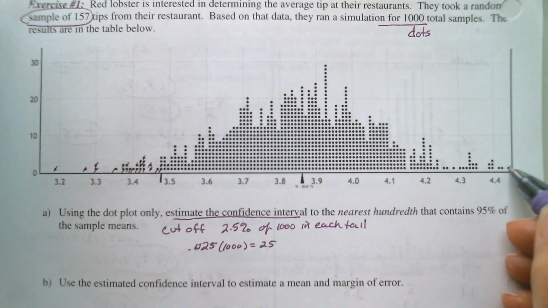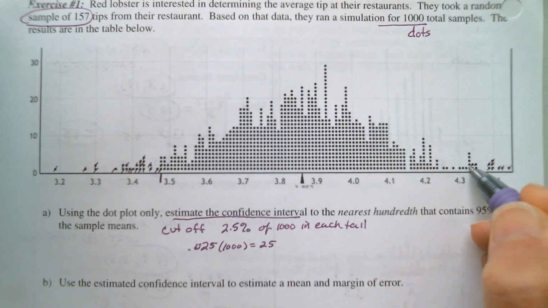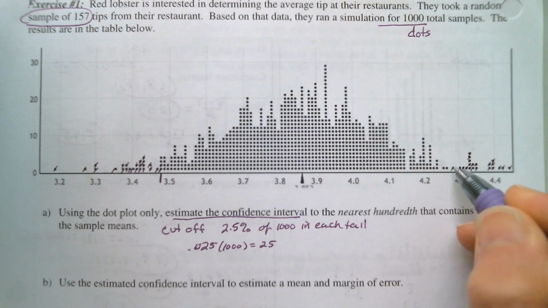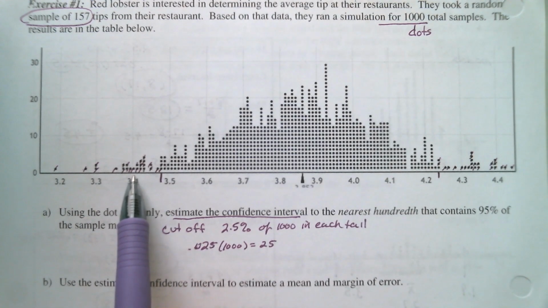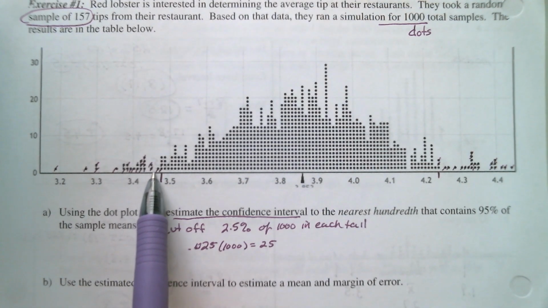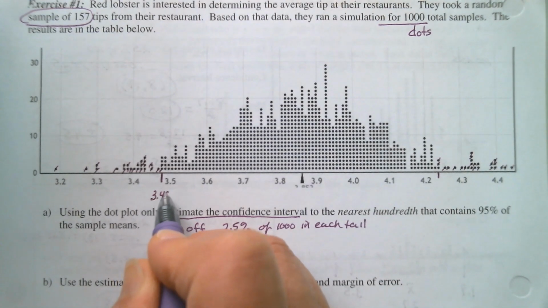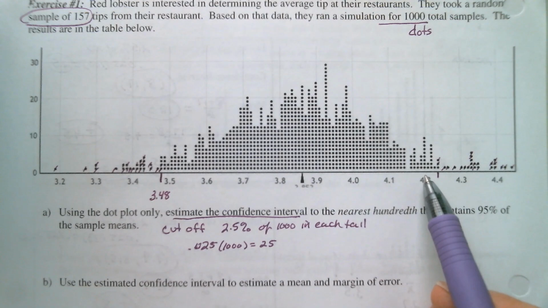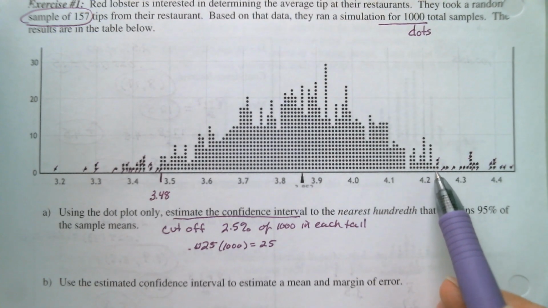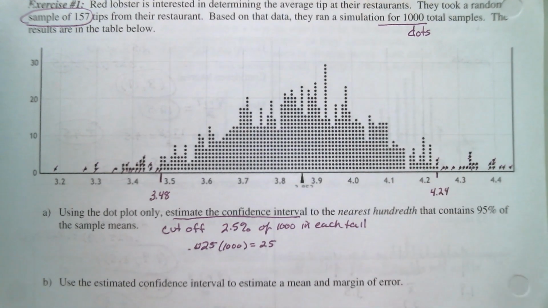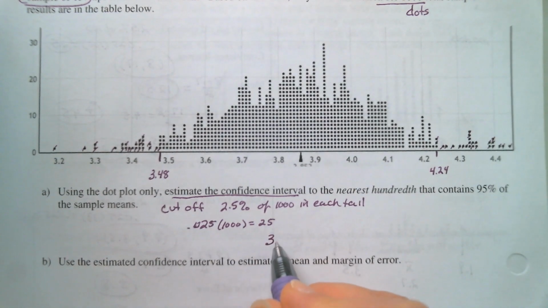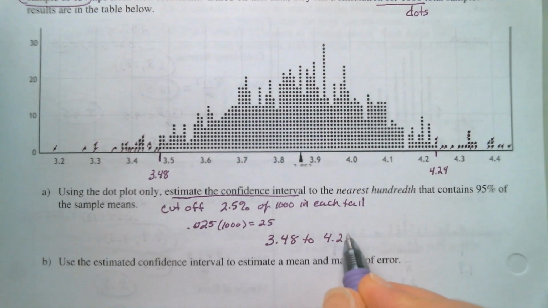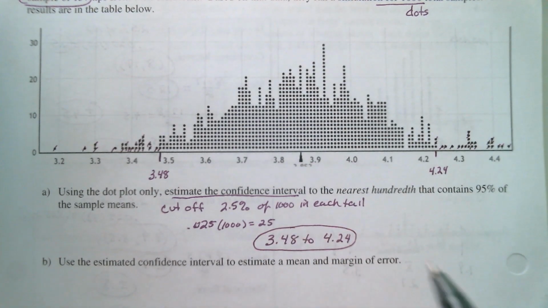And from the right tail, okay, so if this is 3.40, this would be 41, 42, 43, 44, 45, 46, 47, 48. So this is 3.48. And if this is 4.2, this would be 21, 22, 23, 24. So 4.24. Okay, so our confidence interval is 3.48 to 4.24. This is our 95% confidence interval to the nearest hundredth.